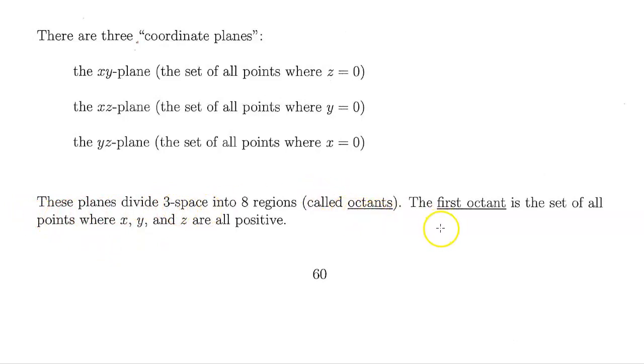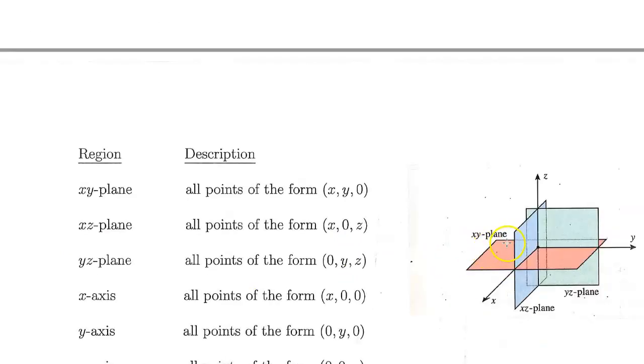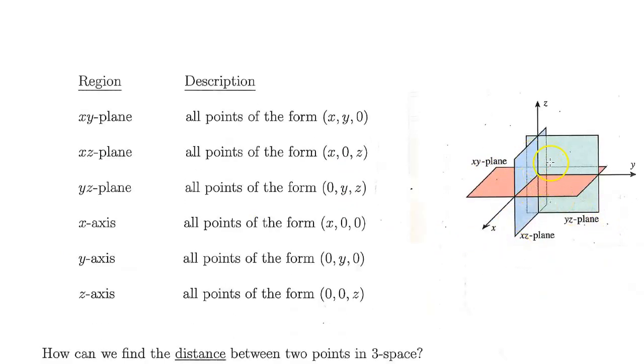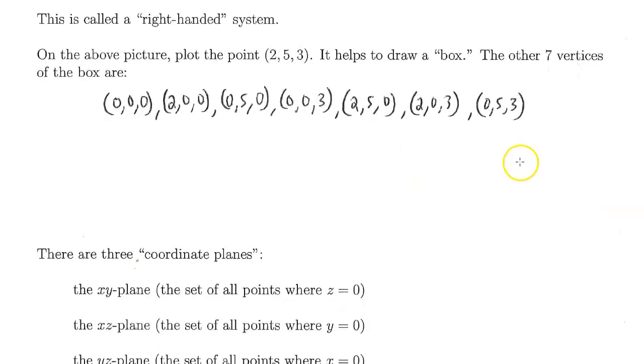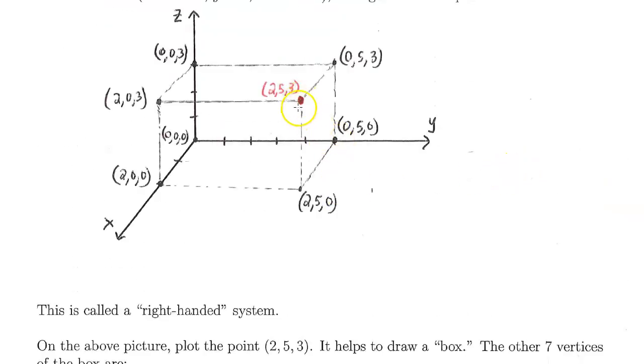And the first octant is the set of all points where x, y, and z are all positive. So here, the first octant would be the octant right out here. Actually, this point here, (2, 5, 3), would be in the first octant.